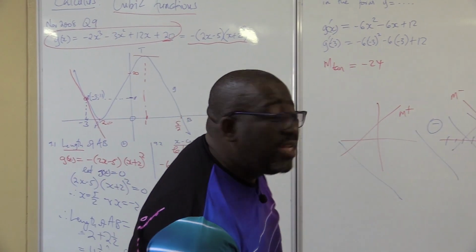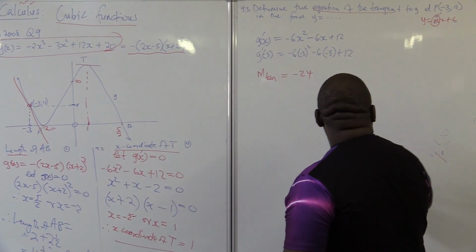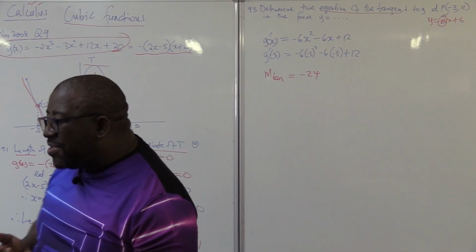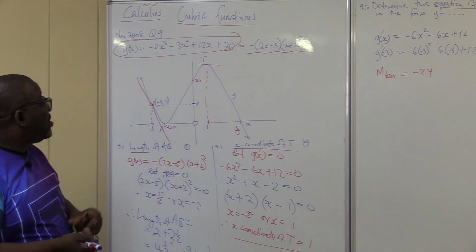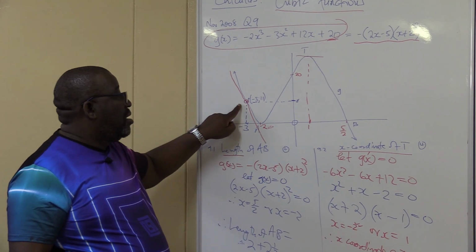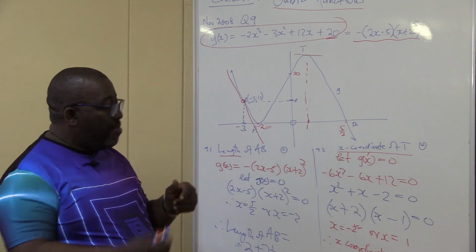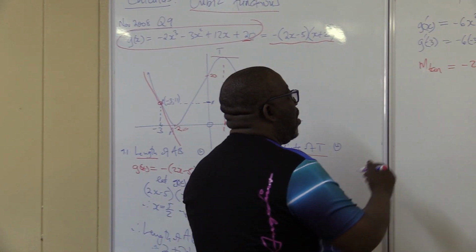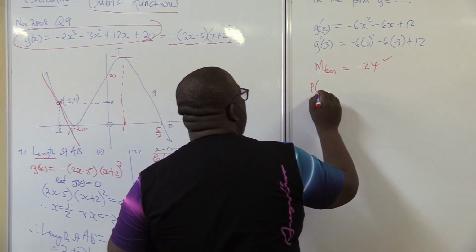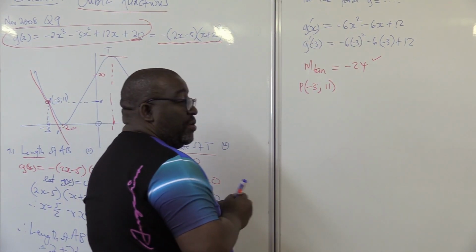Once we have the gradient, we need to find the value of c. Remember, we now have the gradient of the tangent. Is there anything that we know about this tangent? There is a point that you know, a point P. It is on this line. You use the point that is on the line. So I can use my m, and I'm going to use point P. What are the coordinates of point P? It is minus 3, 11. I'm going to use these two to find the equation.